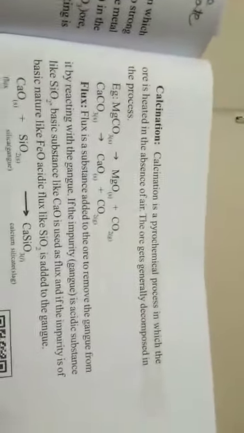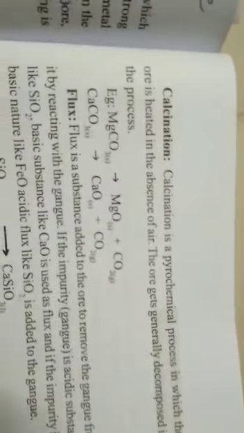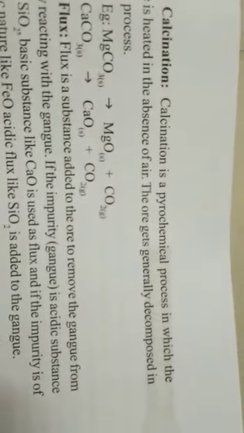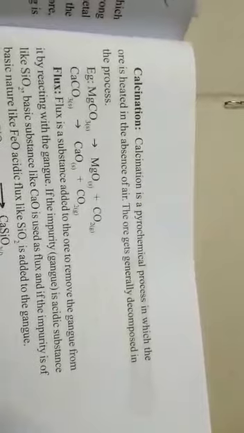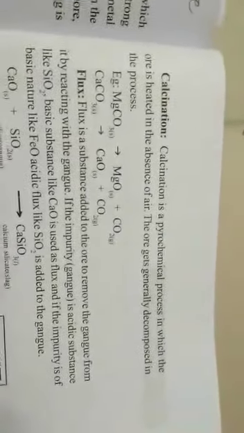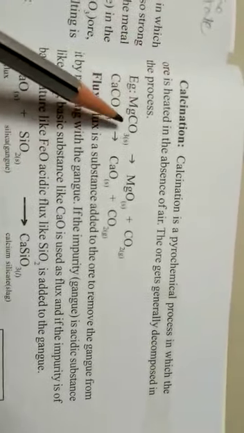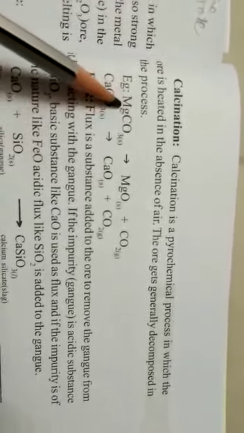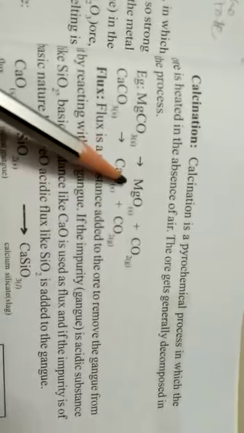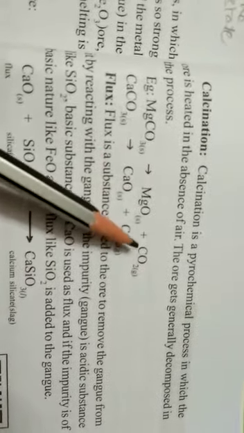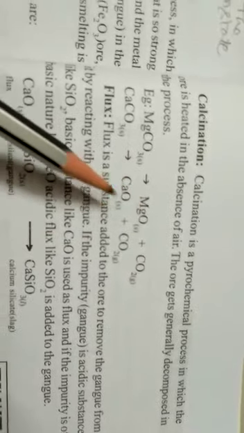Another pyrochemical process is calcination. Calcination is a pyrochemical process in which the ore is heated in the absence of air. In the roasting process, oxygen is present. Here there is an absence of oxygen, meaning there is no air and no oxygen. Generally, it is done for carbonate ores. See here, magnesium carbonate, which is a carbonate ore of magnesium. Just by heating at a very high temperature, it liberates carbon dioxide, leaving magnesium oxide.